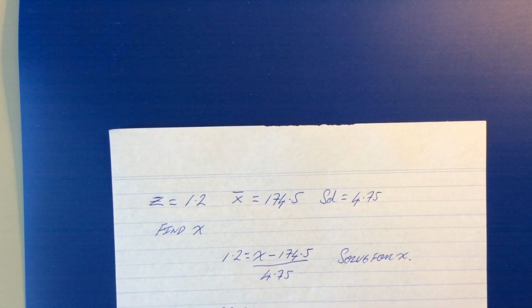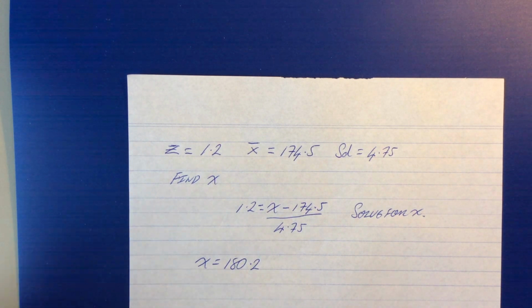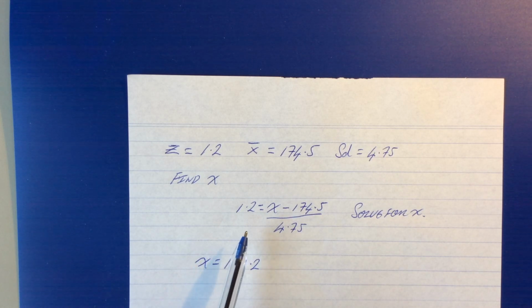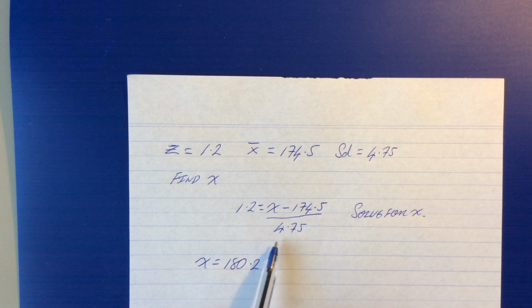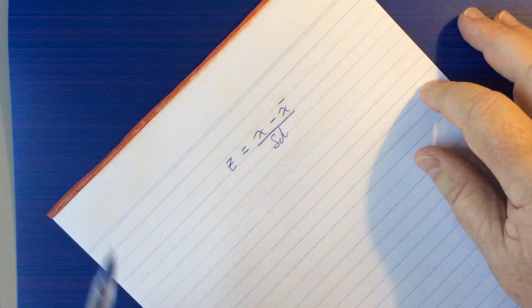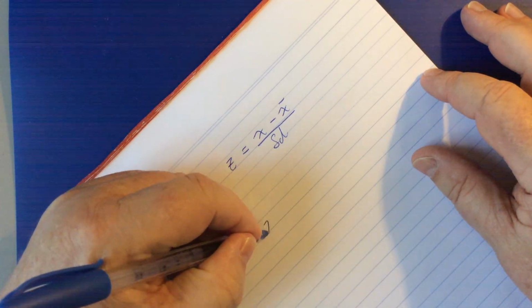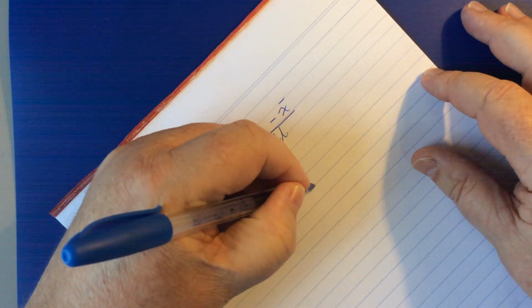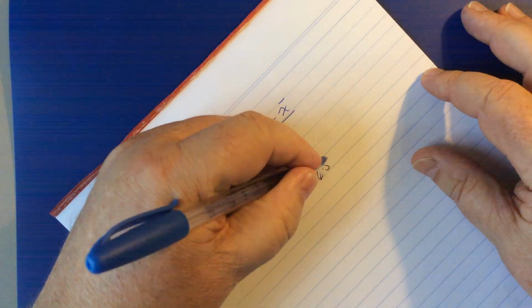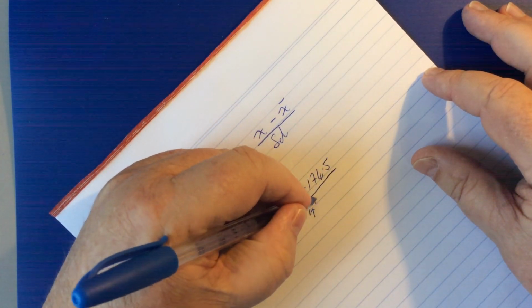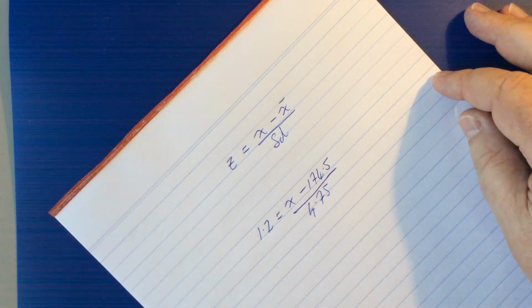Now, the answer is that the person is 180.2 centimeters tall. Now, how do we get that? Well, the first way is that we just pop that into a fairly smart calculator and ask it to solve for X. What's the algebra involved here? Well, just give me one moment and I will do that for you. So we have 1.2 is equal to X minus 174.5 all over 4.75. That's the information that we have.